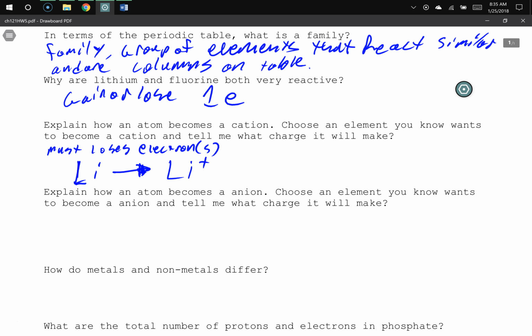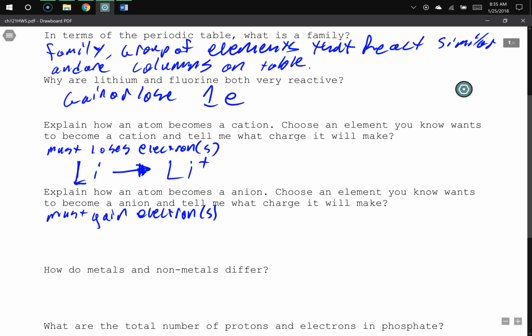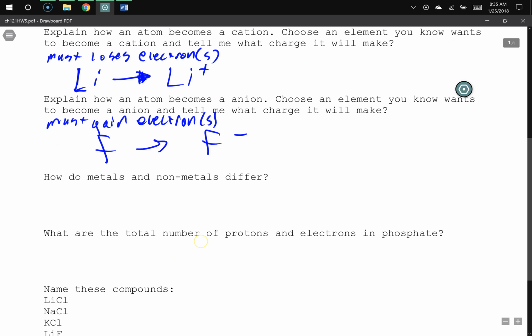All right, anion must what? Gain. So what do you want to put in here? Fluorine's in the second to last column, the halogen column, and in that column, the elements want to gain 1 electron. And if you look on the oxidation state listed for fluorine, it says -1.